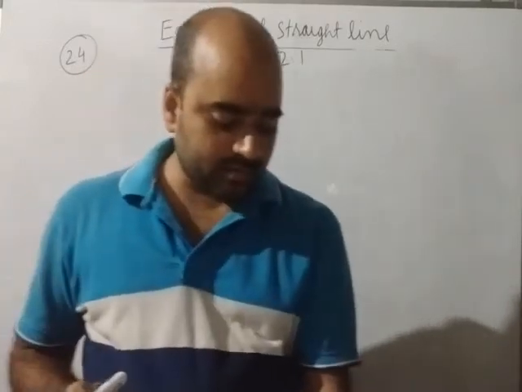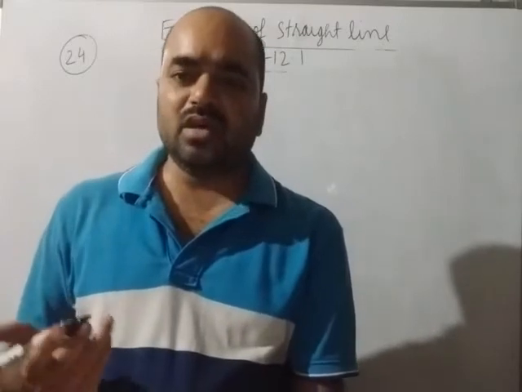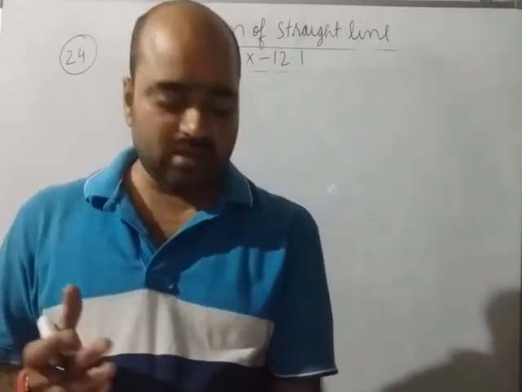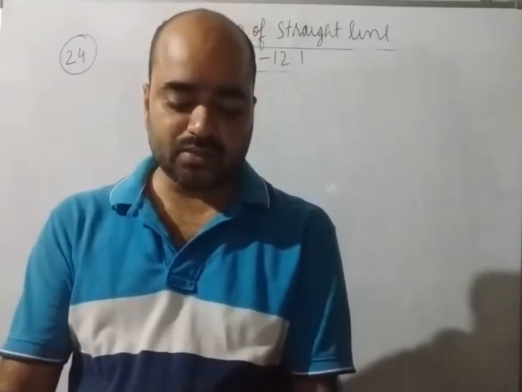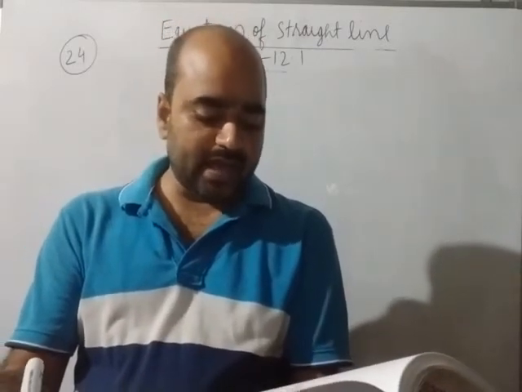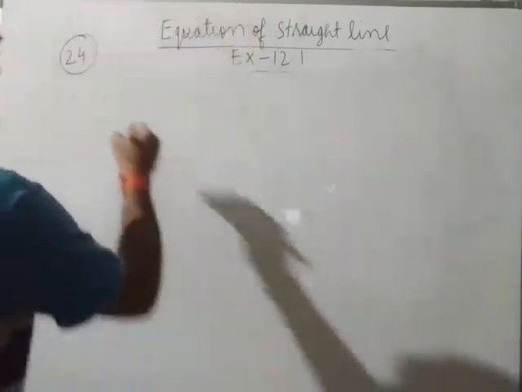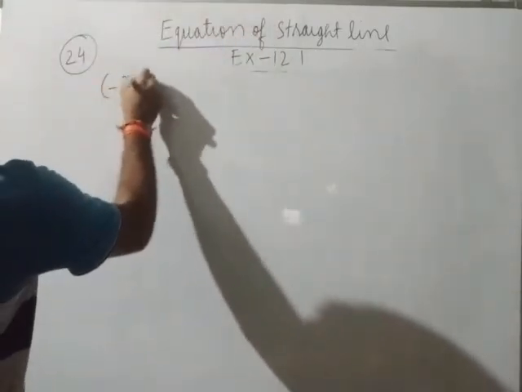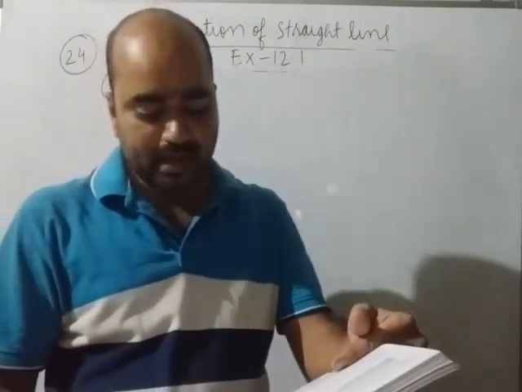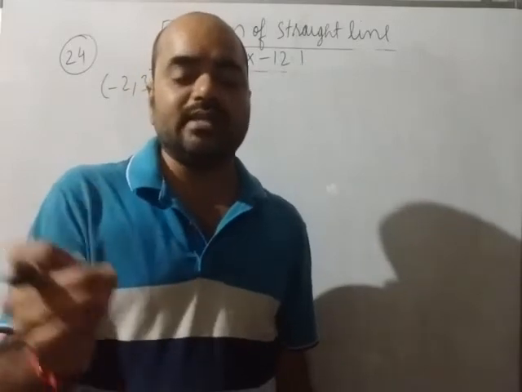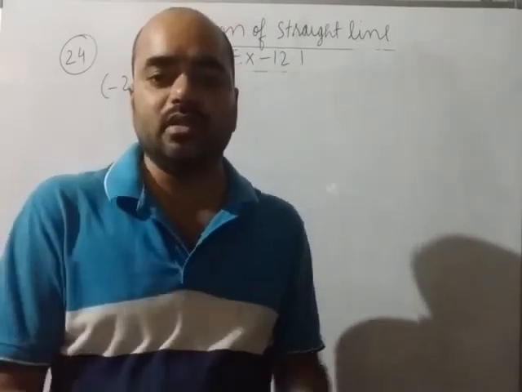Next is question number 24 and 25. Both are similar. Find the equation of a line passing through the point (-2, 3) and having x-intercept 4 units. One point is given, (-2, 3), and the x-intercept is 4. X-intercept means the line will intersect the x-axis at which point?